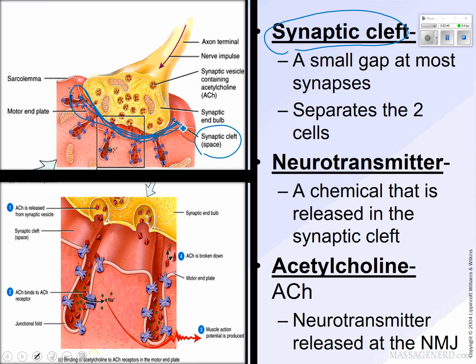And then I tell you right here that acetylcholine is the neurotransmitter, and its abbreviation is capital A, capital C, little h. That's the abbreviation for acetylcholine. Acetylcholine is the most talked about neurotransmitter. That is the neurotransmitter that's going to be released in the neuromuscular junction, and that's what NMJ stands for.